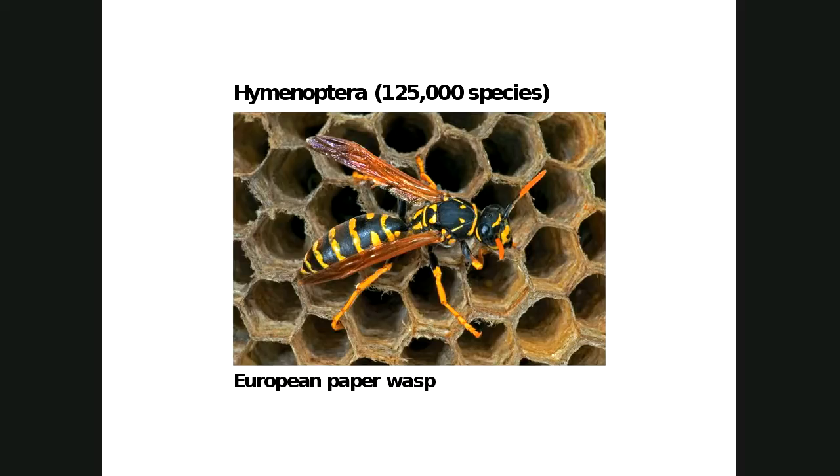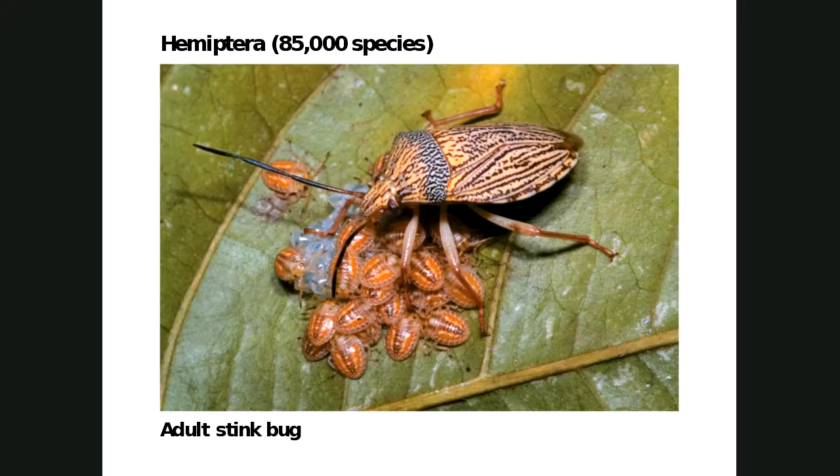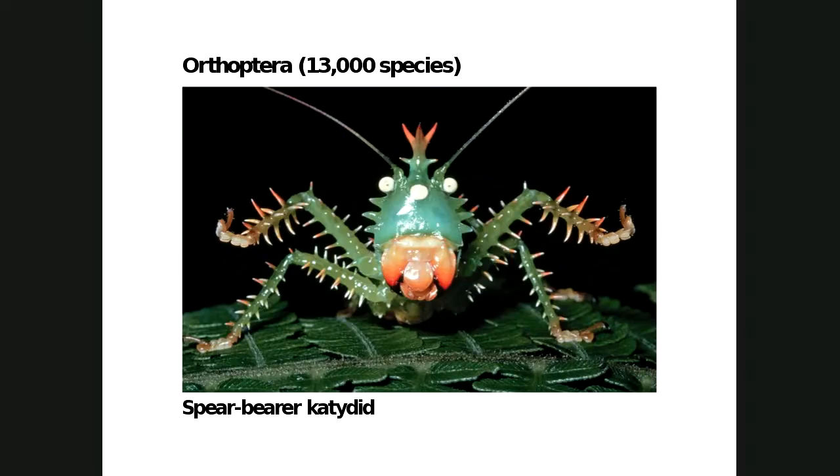There's a Hymenoptera. Hummingbird hawk moth. About the size of a small bird, but it's actually a moth. And the Hemiptera, obviously with the collection of young. And then the katydids. Everybody loves katydids. Look at this. Isn't that a weird looking critter? This is the spear bearer katydid.